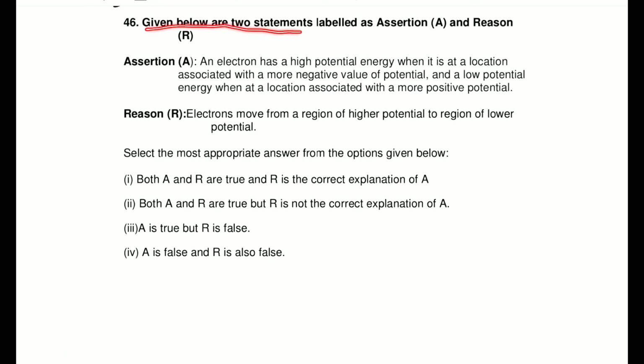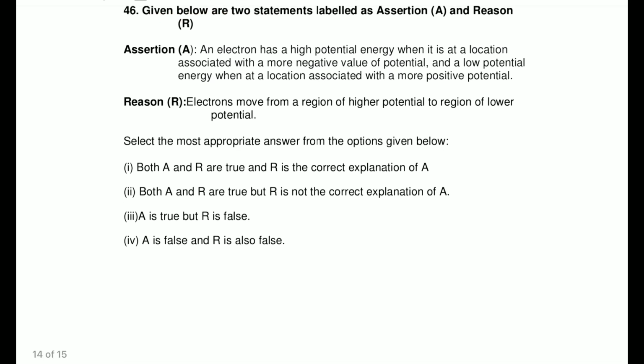Question number 46. Given below are two statements. Again, same thing. So you have two statements. Let's talk about that. An electron has a high potential energy.